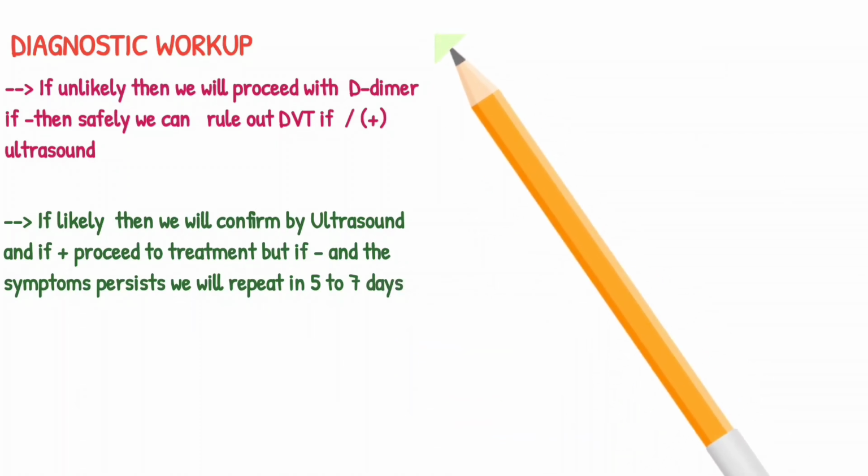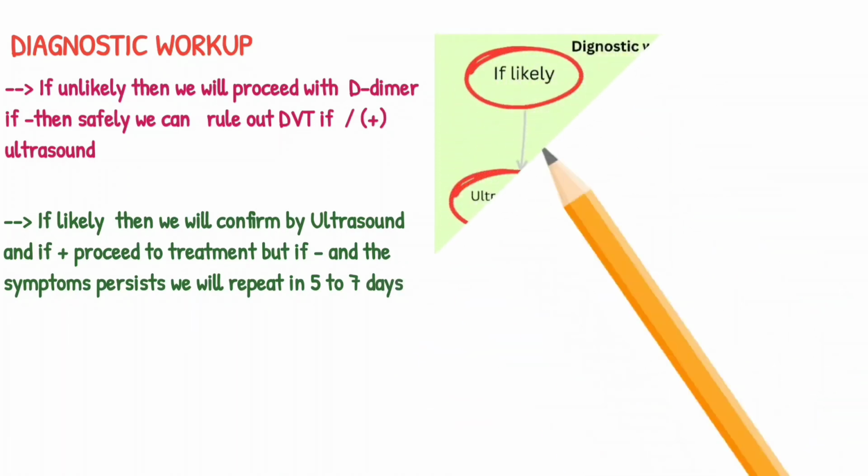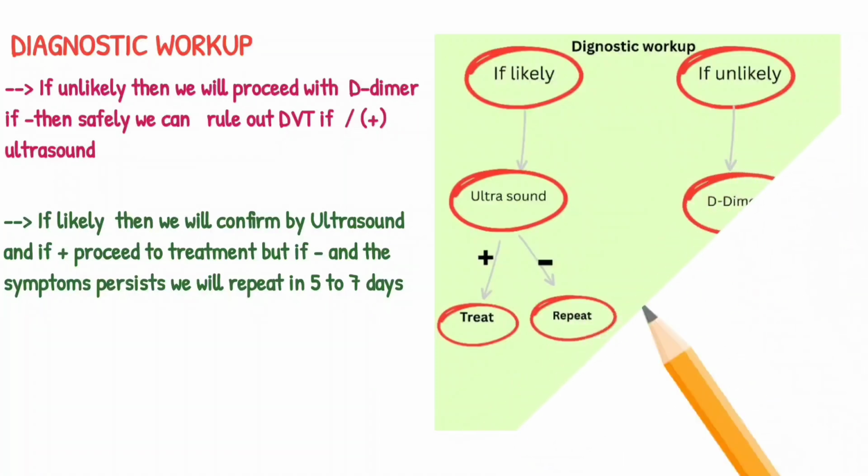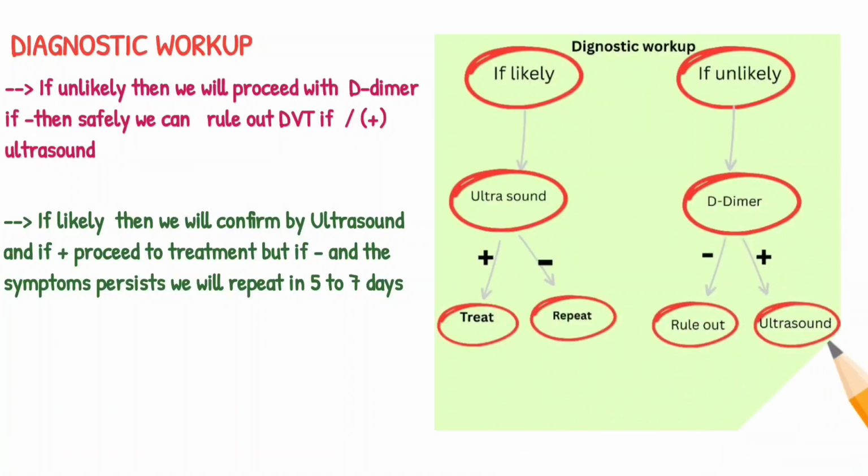We have to consider that regarding D-dimer, it is highly sensitive, but it has low specificity, as many false positive results can occur, and this can be encountered in case of infection, pregnancy, cancer, or even recent surgery.